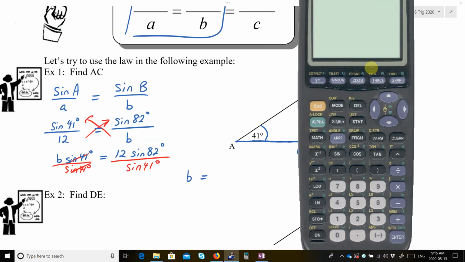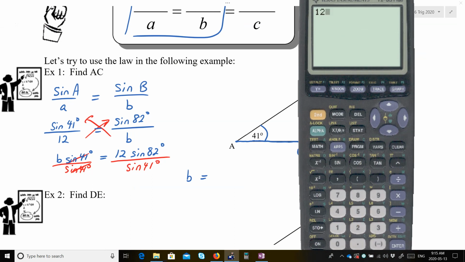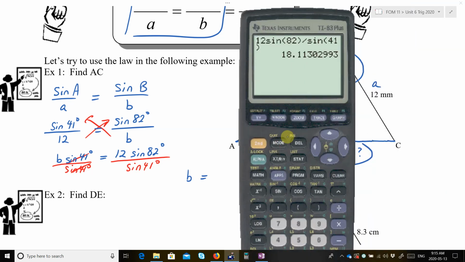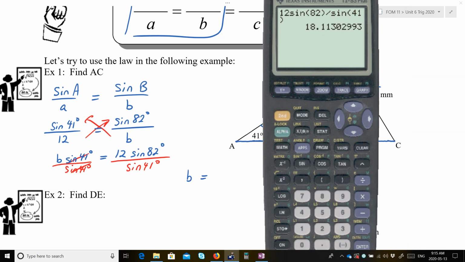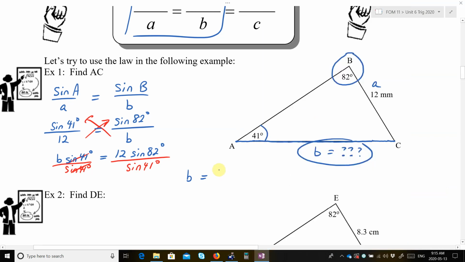So how do we type that in? We go 12 sine 82 and then divide that whole thing by sine 41, close the bracket, and we get that b is 18.1, whatever it is, millimeters. Okay, so go to 1 decimal place for side lengths.